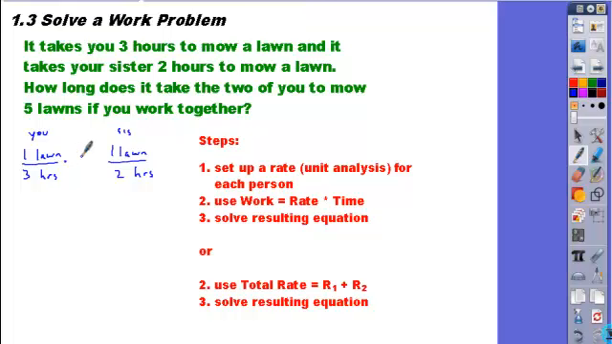The way that you look at that is the total work, which we know here is going to be 5 lawns in this particular case. So we take the total work, 5 lawns, is equal to the rate times time of each individual. So here's your rate times some unknown value t, plus your sister's rate times that same amount of time t, because you're working together the same amount of time. And so here's the equation that you would wind up with: 1/3 times t plus 1/2 times t equals 5.